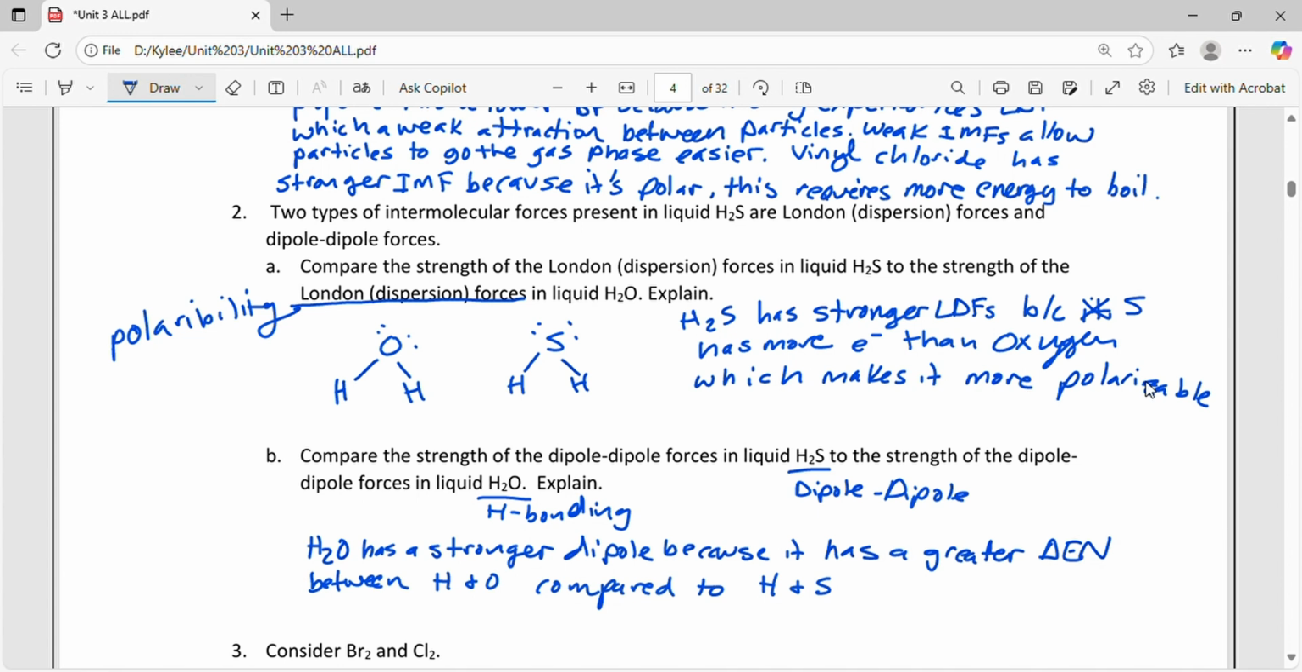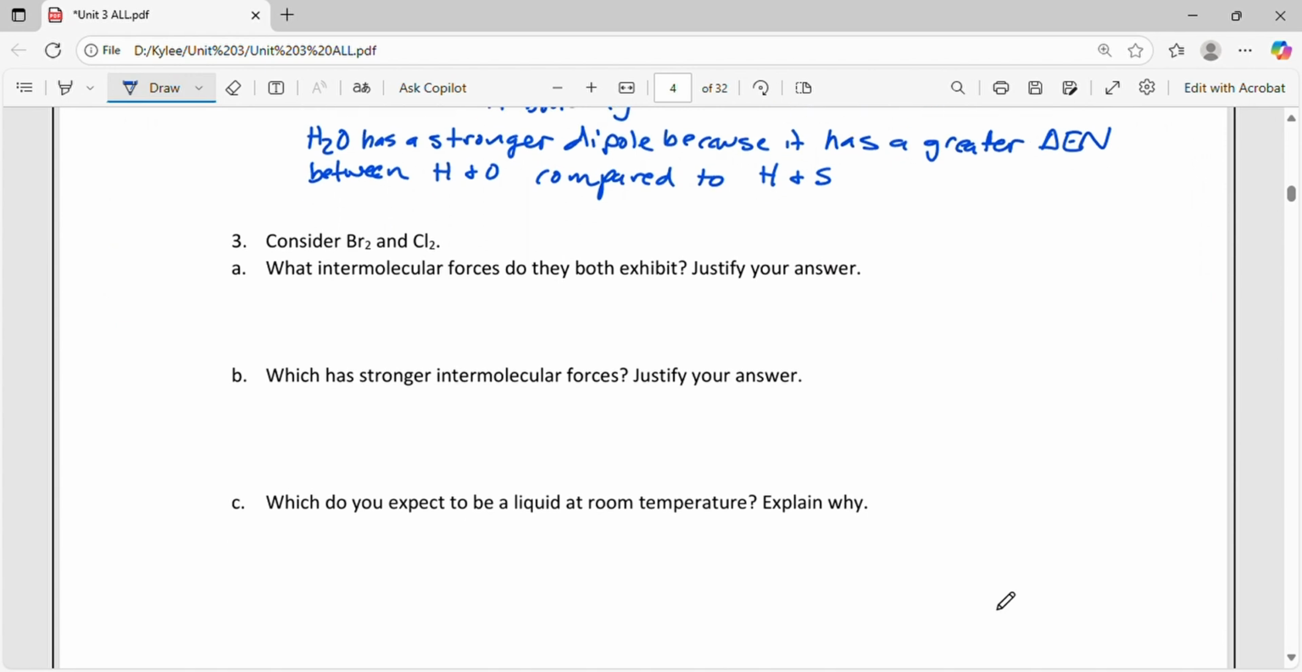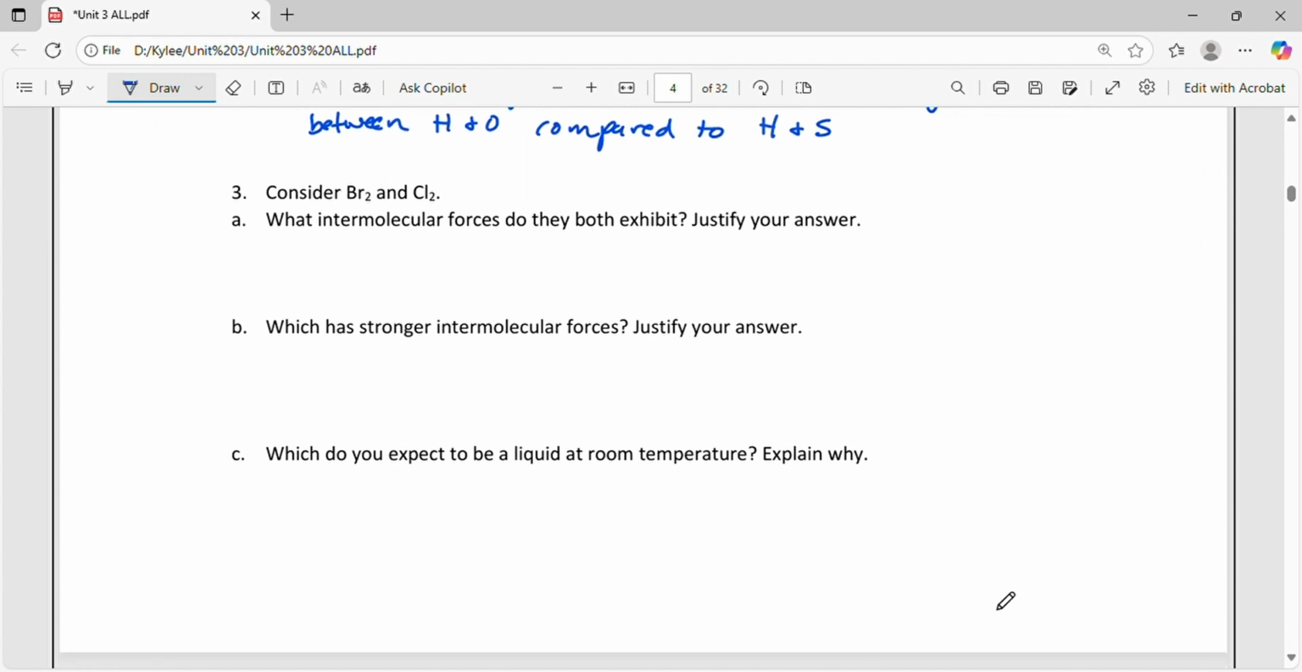You could also write a sentence that explains that the hydrogen bonding is a stronger IMF than the dipole-dipole, but we still would go back to that difference in electronegativity to justify it, because if you don't, you haven't fully answered the question. All right, here we've got consider bromine versus chlorine gas. What forces do they both exhibit?